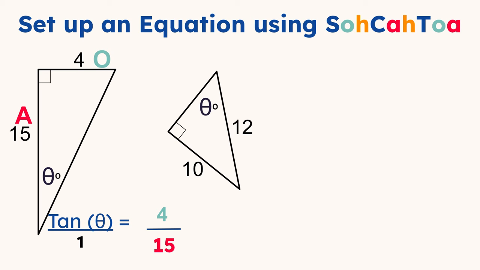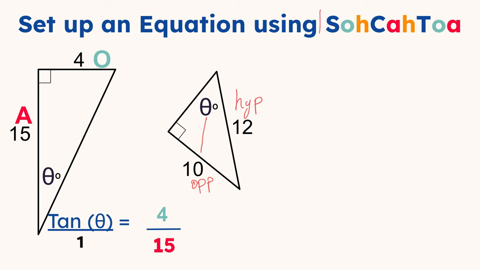Okay, let's look at this next example. Again, I'm going to start by labeling where the hypotenuse is. The hypotenuse is the longest side and it's always across from my 90-degree angle. So in this case, that's the 12. Then I need to figure out, is 10 the opposite or the adjacent? In this case, 10 is across from theta, which makes it the opposite side.